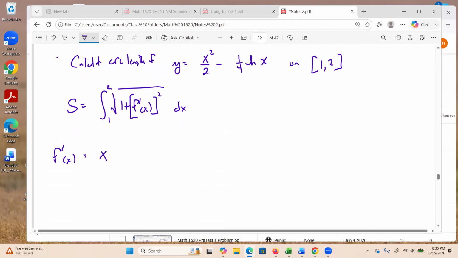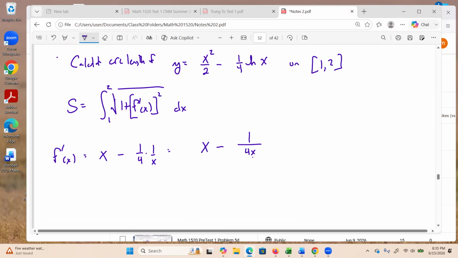That'll be pretty easy. Minus, the derivative of natural log is 1 over x. So this is going to be 1 over 4 times 1 over x. I'm going to write this fancier and say this is x minus 1 over 4x. And we don't want to get lost in where that x came from and how it got there. But that's my f prime of x. Now what do we have to do? Well, we have to square it.